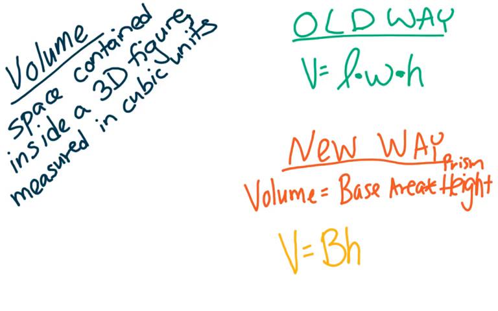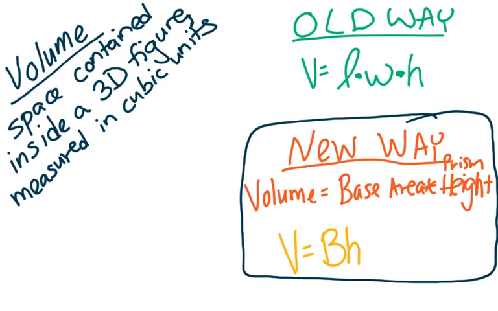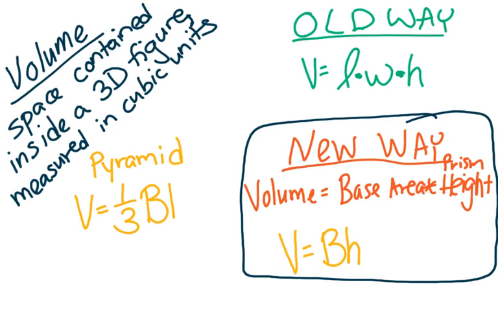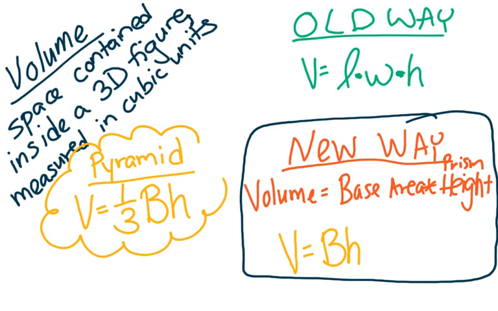Remember that our new way of looking at volume is to think of base area times prism height. And when it's a pyramid, the volume is 1/3 of the base area times the prism height, because a pyramid will fit into a prism of the same base and height 3 times.